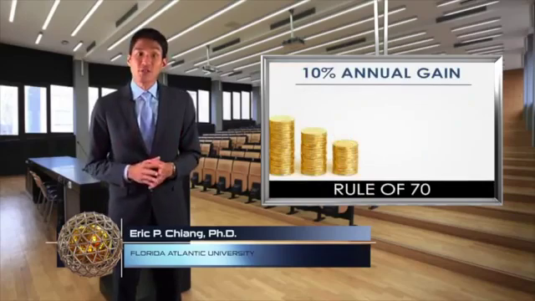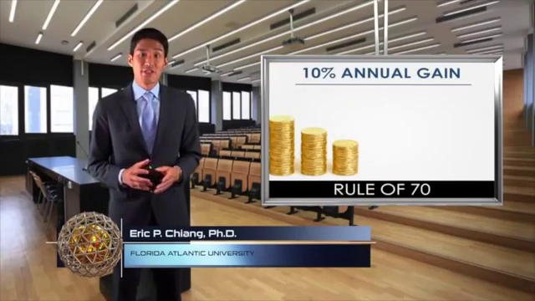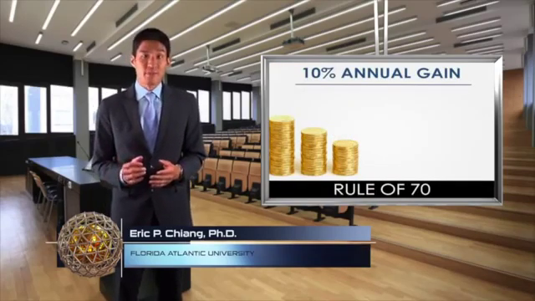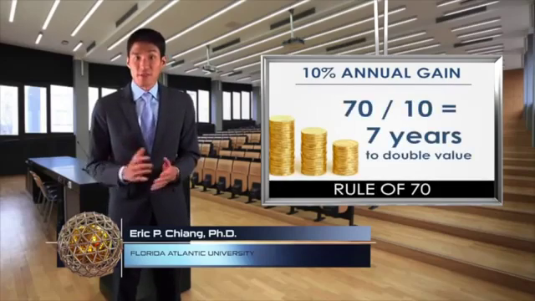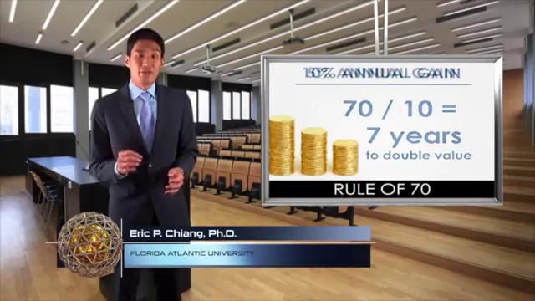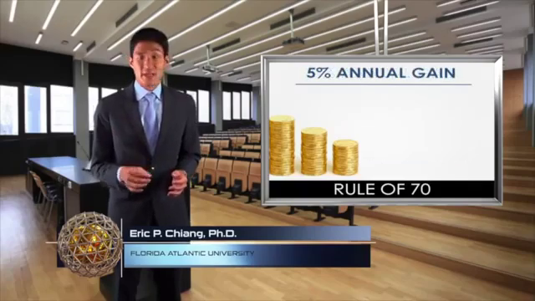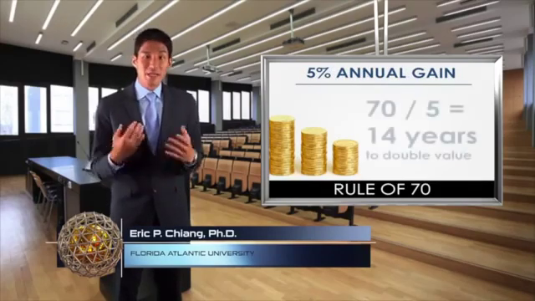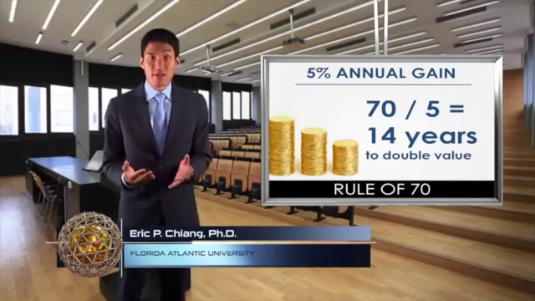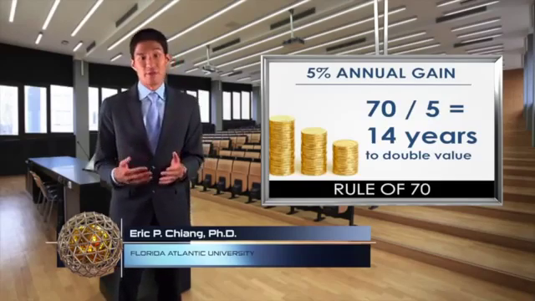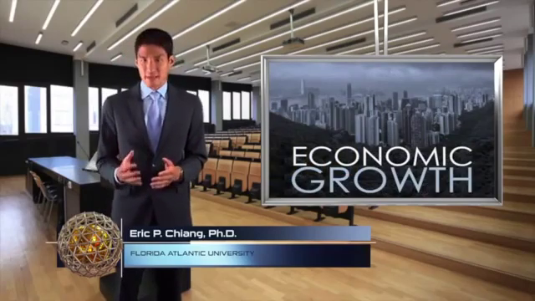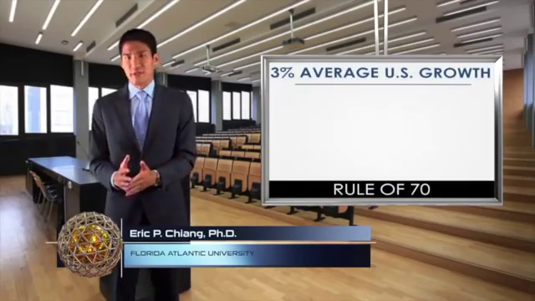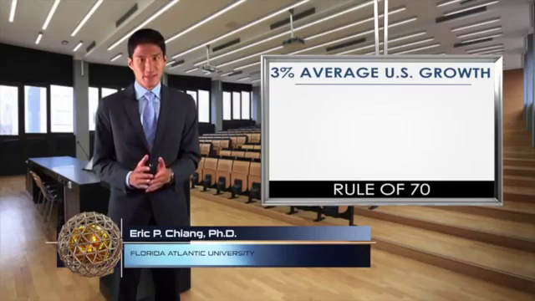For example, suppose your investment account averages a 10% annual gain. This means that your account will double in value in 7 years. If your account averages a 5% annual gain instead, it will take twice as long, or 14 years, before you see the value of your account doubled. Let's apply this technique to some real data. Over the past century, economic growth in the United States averaged 3% per year.